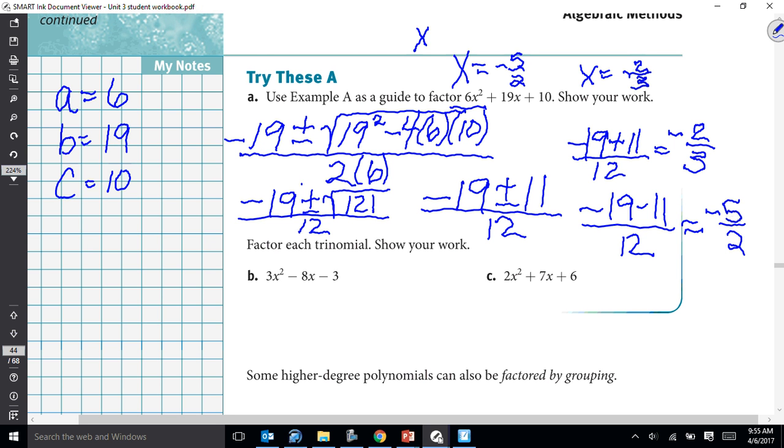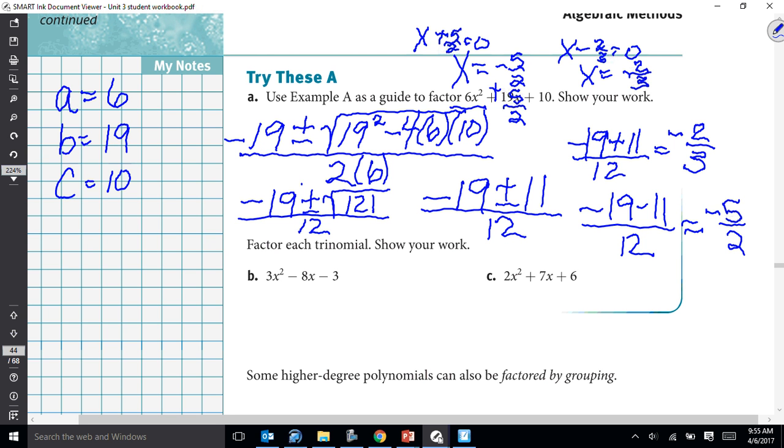I want to make this equal to 0 because in factor form, everything is in those parentheses, so everything is to the left of the equal sign. x plus 5 halves equals 0. So we're just going to add that to both sides. So x plus 5 halves equals 0, and x minus 2/3 equals 0. But do we typically have fractions in factor form?